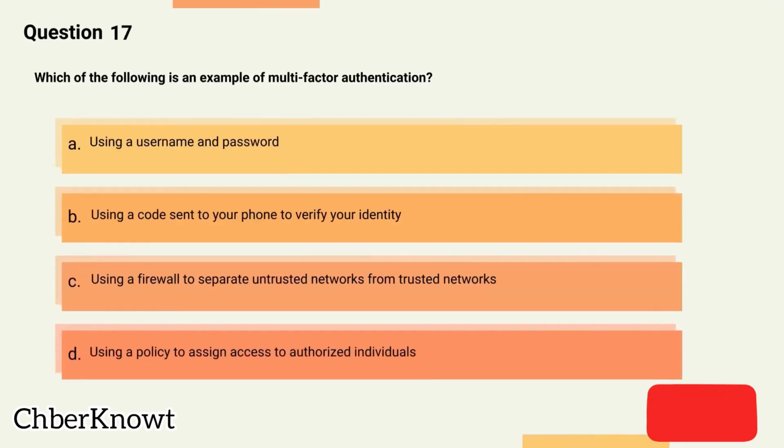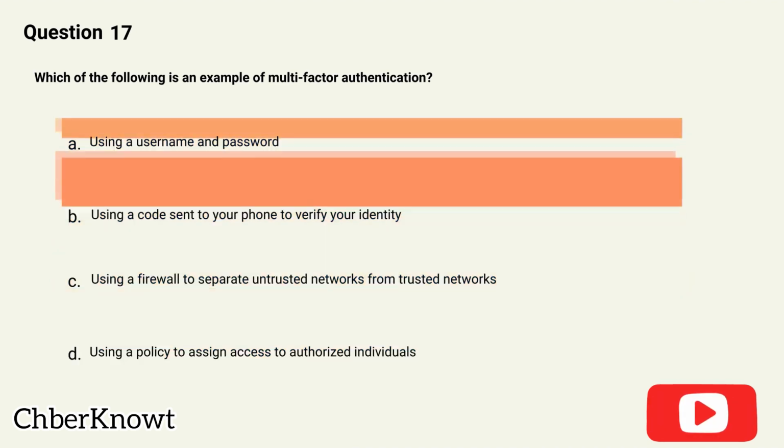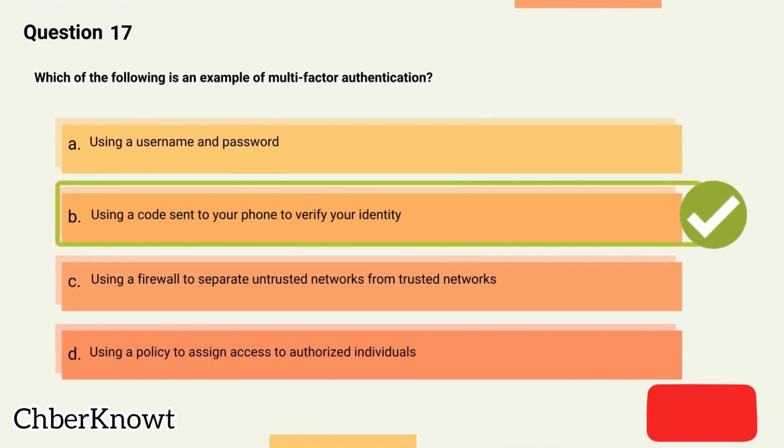Question 17. Which of the following is an example of multi-factor authentication? Option A. Using a username and password. Option B. Using a code sent to your phone to verify your identity. Option C. Using a firewall to separate untrusted networks from trusted networks. Option D. Using a policy to assign access to authorized individuals. The correct answer is Option B. Using a code sent to your phone to verify your identity.